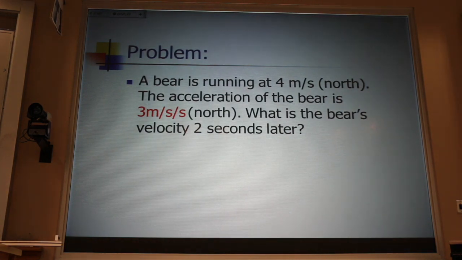If this bear had a speedometer in his belly, it would start out with a reading of 4 meters per second. Every second that ticked by, that speedometer would move up by 3 meters per second. So it would start at 4. After 1 second, it would be at 7. After 2 seconds, it would be at 10. It's that simple.